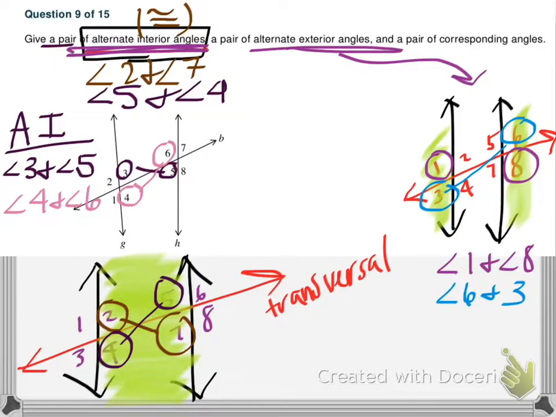Alright, if we take a look at your examples here, for your work here, giving one of these answers, we're going to take a look at both pairs. Angle 2 and angle 8 are alternate exterior because they're on the outside. And then we're going to label one more pair. Let's change the color. Maybe we can make it a light purple. 7 and 1.